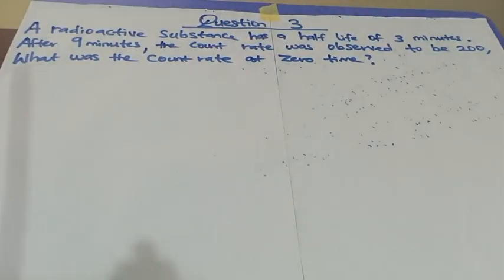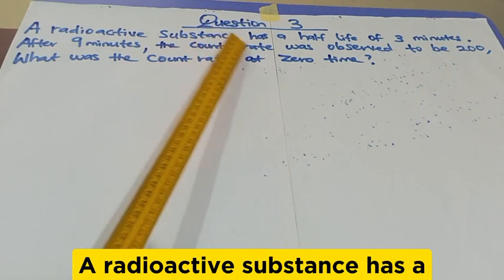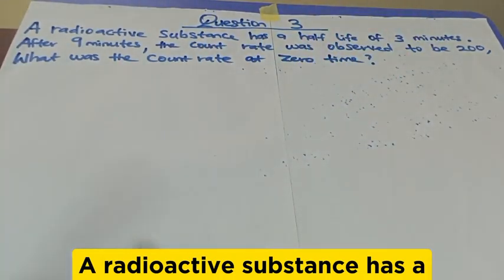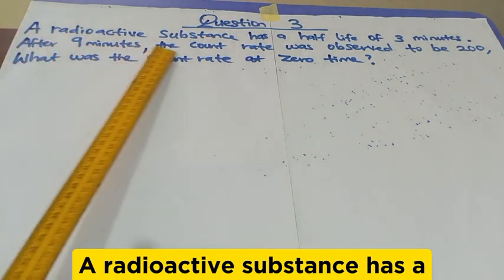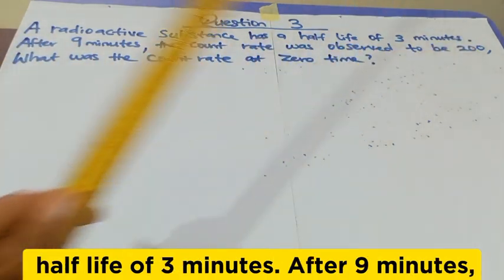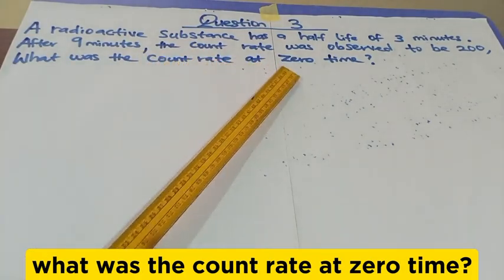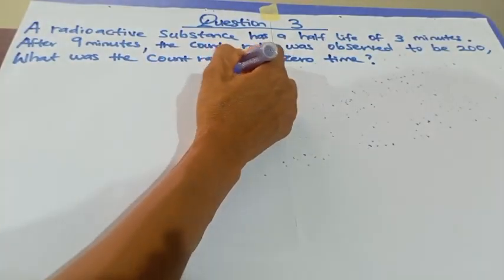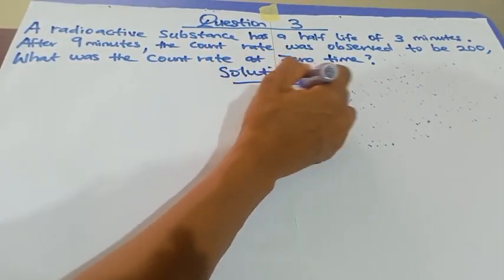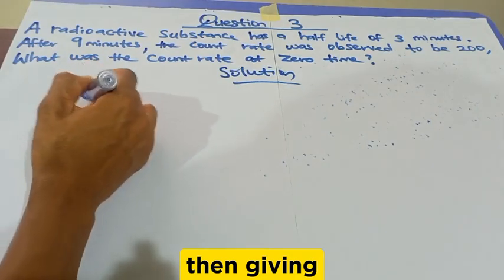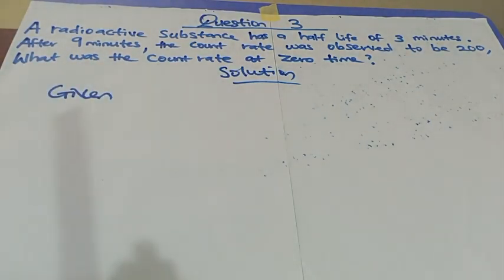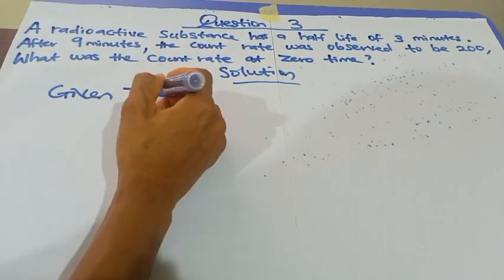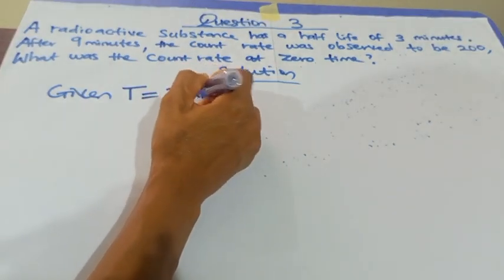For question 3, a radioactive substance has a half-life of 3 minutes. After 9 minutes, the count rate was observed to be 200. What was the count rate at 0 time? So let's write out all the parameters that we are given. Solution. A radioactive substance has a half-life of 3 minutes. So we can use the half-life as 3 minutes.